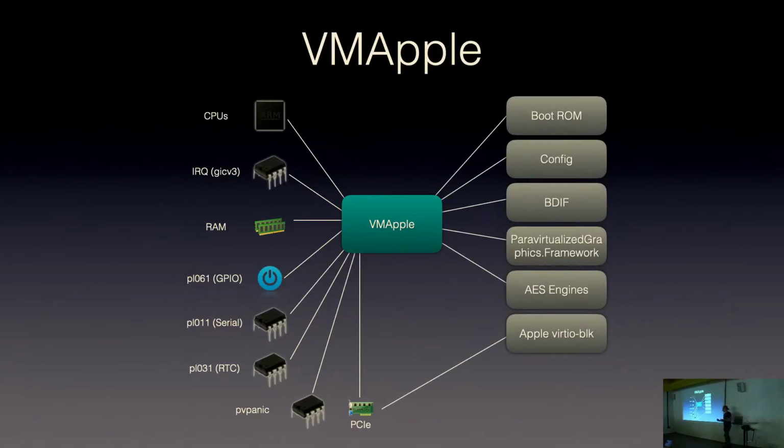But there are some non-standard devices, things that are particular to the VM Apple device model. Obviously, you have a very special case boot ROM that brings up this particular device. We get to that in a second. You have a special config region. You have the backdoor interface, is what I called it. I'm sure there's a different name for it, but the most obvious one to me is literally backdoor interface. You have a virtualized graphics entity, AES engines, and a special Apple virtio block implementation, which is, I'd say, 95% compatible with actual virtio block.